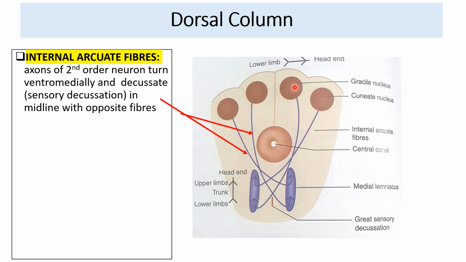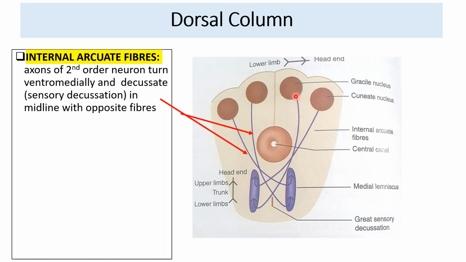So this much we have done: how the body was represented in the gracile nucleus and the cuneate nucleus, as well as in the fasciculus gracilis and cuneatus. How was the body representation? Remember this picture, a diagrammatic representation: head over here, lower limb over here. So the somatotopic representation is the lower limb on the medial part, and on the cuneate part are the fibers of the head, the upper thoracic and the cervical fibers.